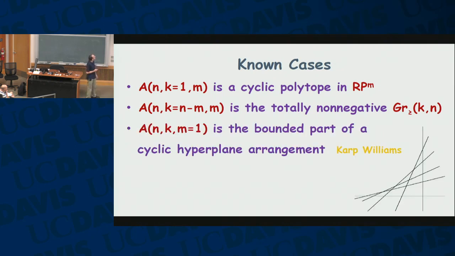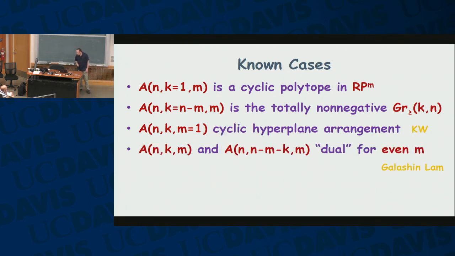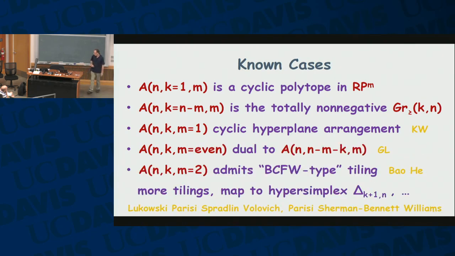In the case m equals 1, it's known that the amplituhedron looks like this. It's a bounded part of a cyclic hyperplane arrangement sketched here, and this is by Steven Karp and Lauren Williams. And also there is a quite powerful duality between different values of k. Basically, for even m, there's a duality between k and its complement. This is by Galashin and Lam.